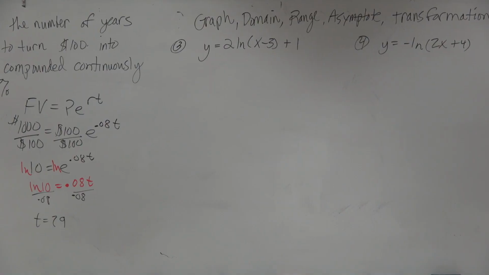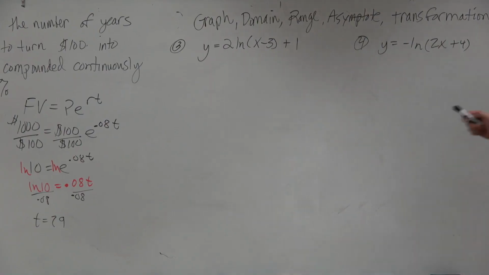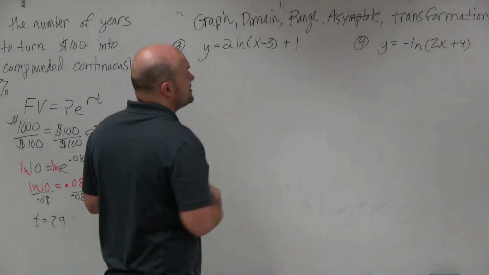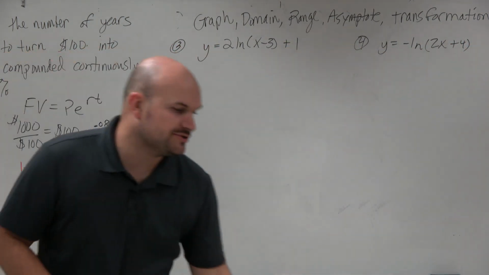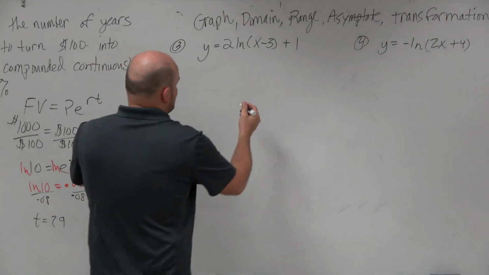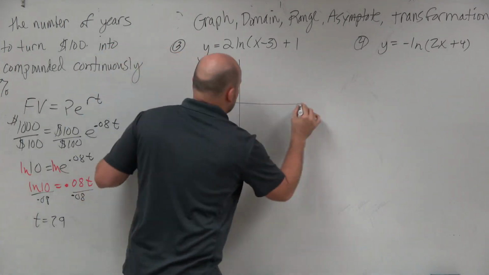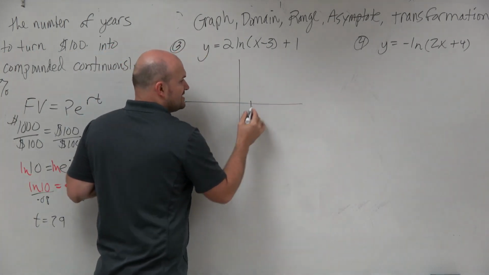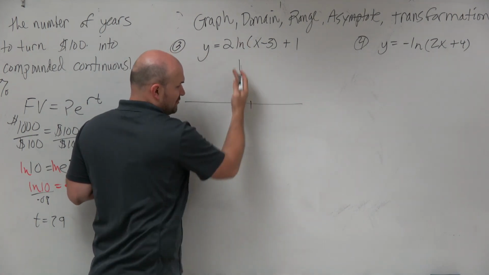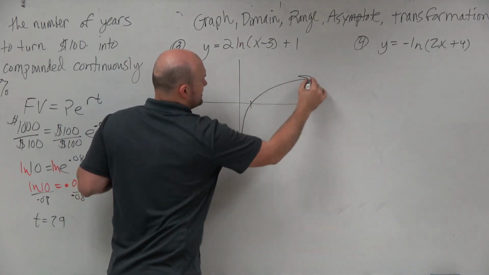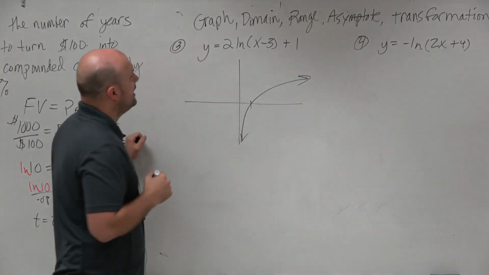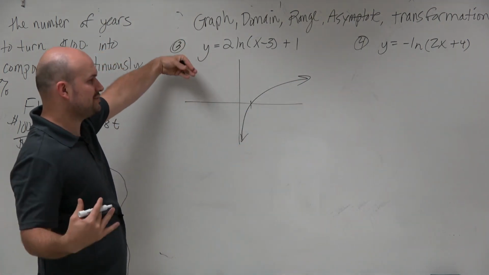OK, so on this next one, what I'm asking you to do is to graph, and identify the domain, the range, the asymptotes, and the transformations. When graphing logarithmic functions, I think the main important thing is to at least know what the parent graph looks like. The parent graph has an x-intercept at 1, has a vertical asymptote at 0, and looks something like this. OK? So now we just need to apply the transformations.